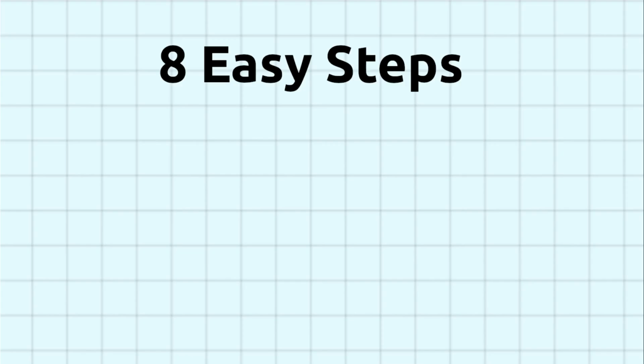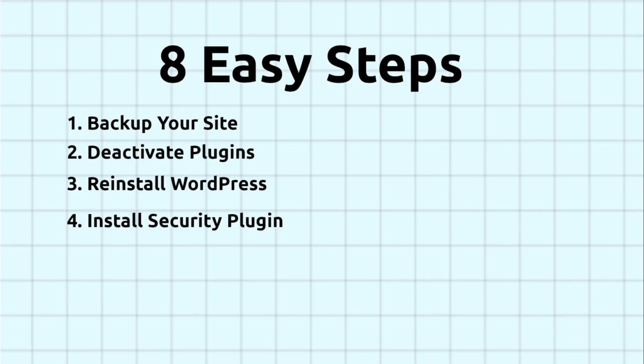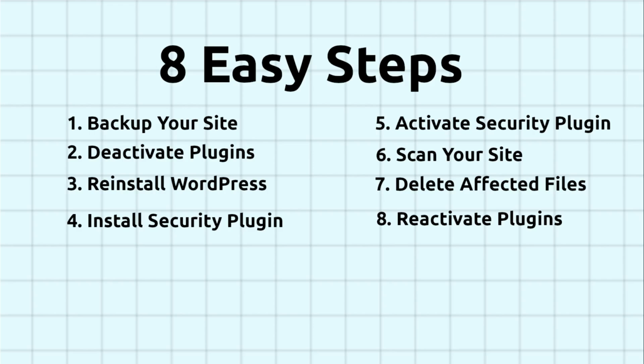Here are 8 easy steps to remove malware from your WordPress site. 1. Backup your site. 2. Deactivate all the plugins. 3. Reinstall WordPress. 4. Install security plugin. 5. Activate the security plugin. 6. Scan your site. 7. Delete affected files. 8. Reactivate all the plugins.